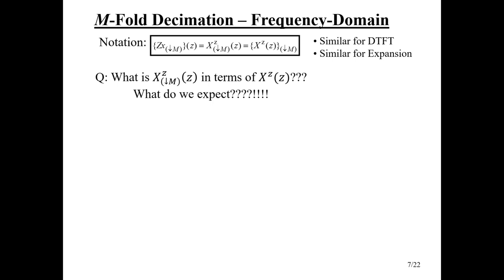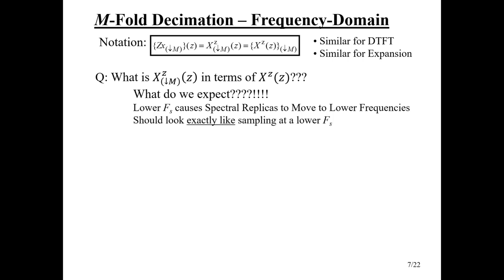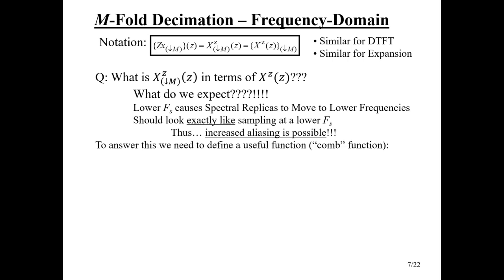And when we finish, the answer should look just like what we would expect if we went back to the continuous time and sampled it at a lower rate. So keep that in mind. So like I said, the lower Fs causes spectral replicas to move down to lower frequencies. All that is things that I just said.